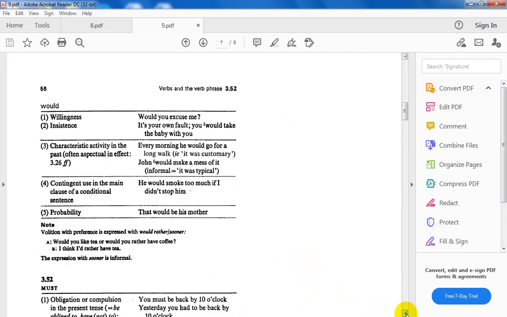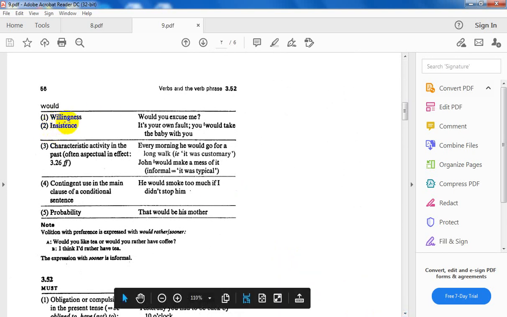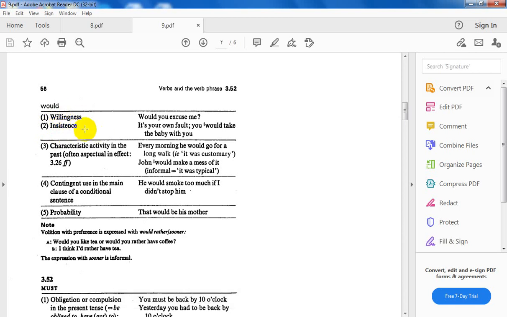What about willingness and insistence? They are put together because they are volitional meanings. Willingness, just like, would you excuse me? Do you have the willingness to excuse me? Are you ready to excuse me? For example, insistence: it is your own fault, you would take the baby with you. I insist on you taking the baby with you.